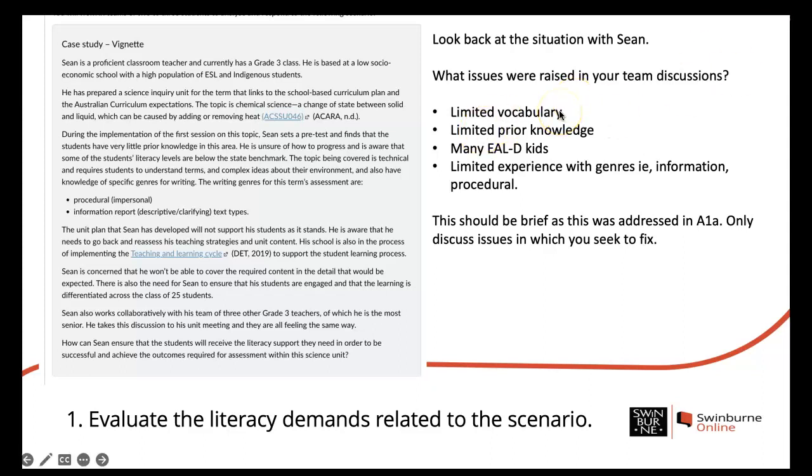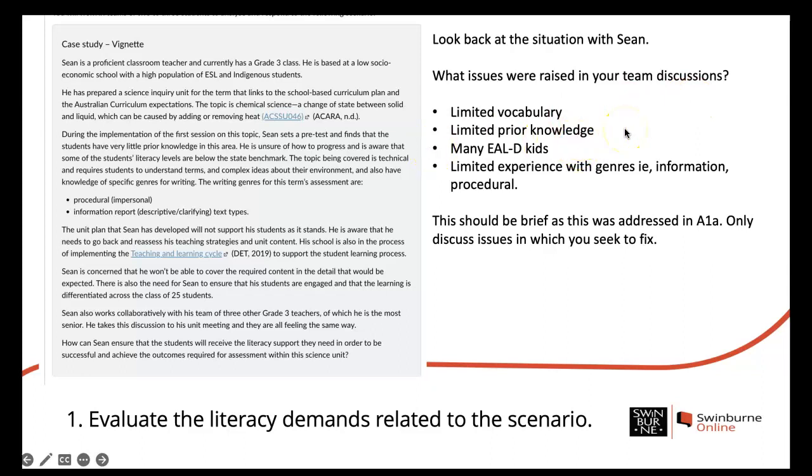Is it the fact that the kids have a limited vocabulary? They're not aware of science-based vocab. They might struggle with some of the language. We talked in our interactive collab about the fact that kids might struggle with words like molecules or atoms or reaction, change, solids, liquid, gas. They might have trouble with some of these things. So Sean's really going to need to put some effort into scaffolding the kids with some of this unfamiliar vocab in terms of decoding them and in terms of understanding them in context.